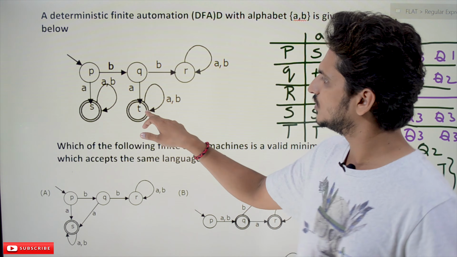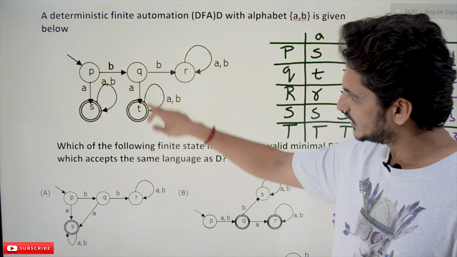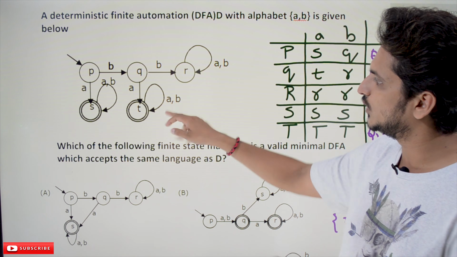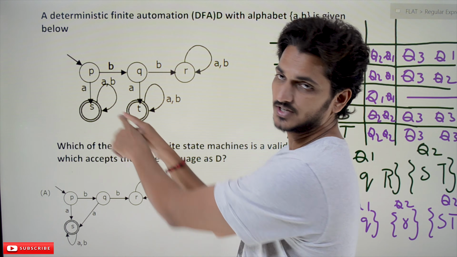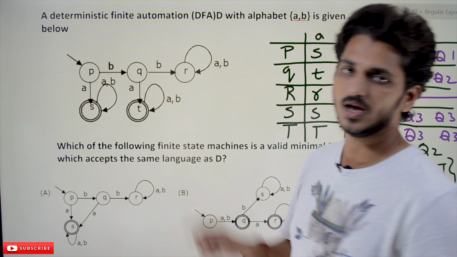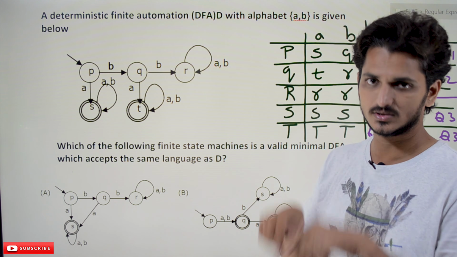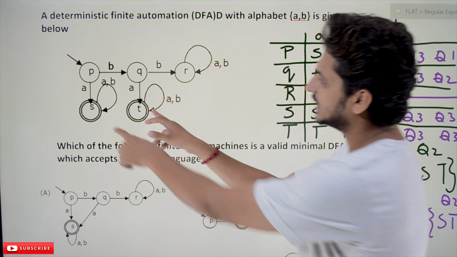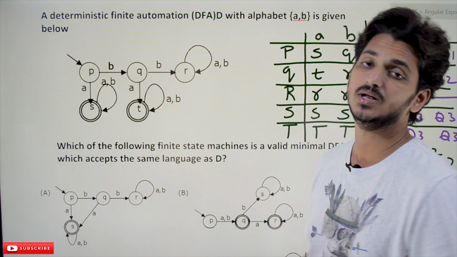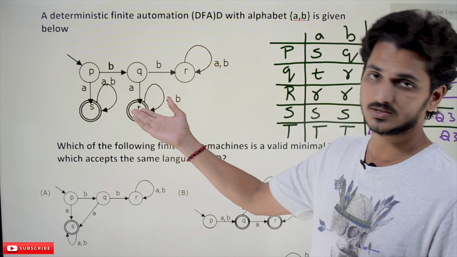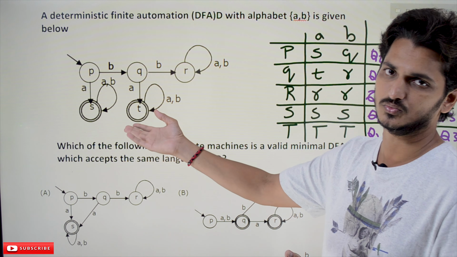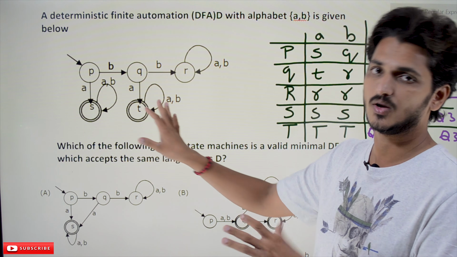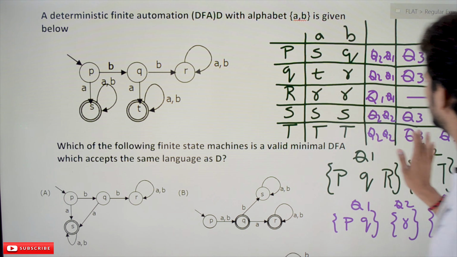Similarly on Q, if you take A, we are moving to T. This is also a final state. So we can combine these 2 final states. T is also taking A and B and moving to the same state. So that's why we can combine these two. These two are looking similar. That's why we can combine these two. That is what the minimization is. We will get the same answer if you do the minimization process.